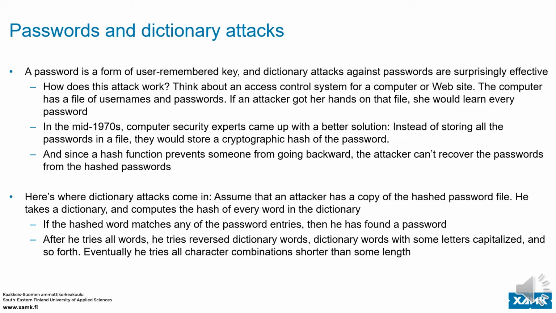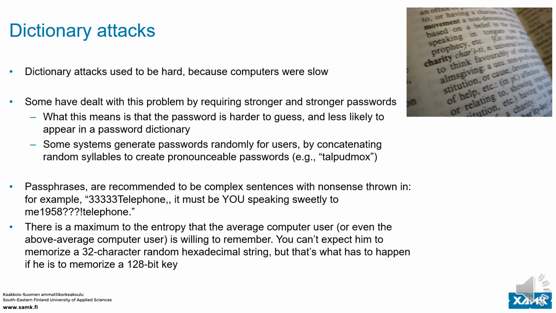Here's where dictionary attacks come in. Assume that an attacker has a copy of the hashed password file. He takes a dictionary and computes the hash of every word in the dictionary. If the hashed word matches any of the password entries, then he has found a password. After he tries all words, he tries reversed dictionary words, with some letters capitalized, and so forth. Eventually he tries all character combinations shorter than some length. Dictionary attacks used to be hard because computers were slow. They're much easier now because computers are a lot faster.